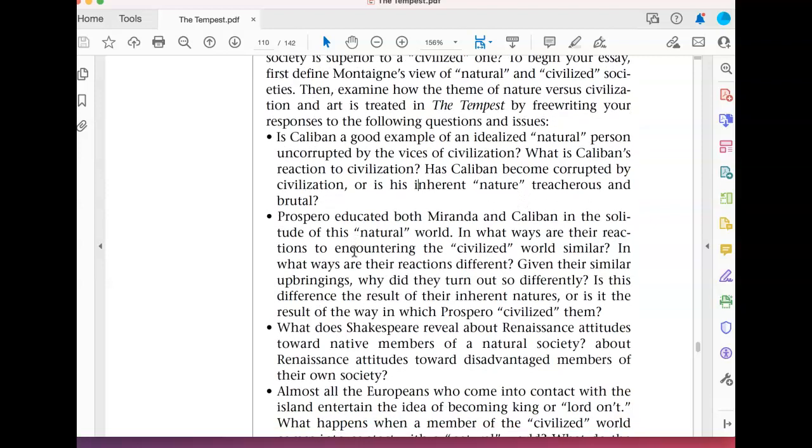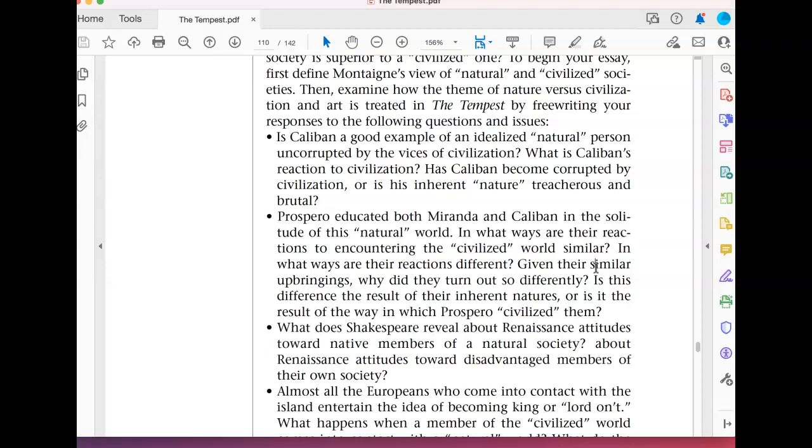This next one, and Miranda and Caliban, I love this idea. What were their reactions to the civilized world similar? That would be a cool thing, because Miranda, when she first meets Ferdinand, and then when she meets everybody, especially in Act 5, she thinks people are so magical. And look at Caliban when he meets Stefano and Trinculo, his gods.